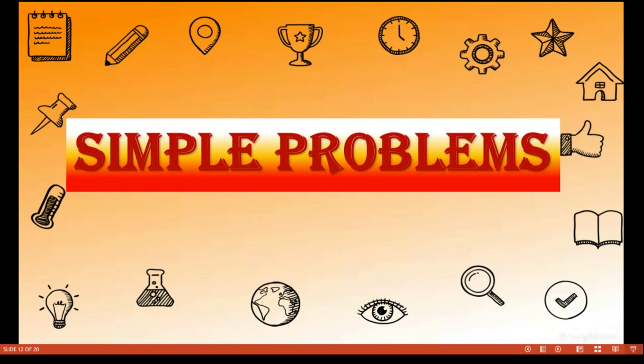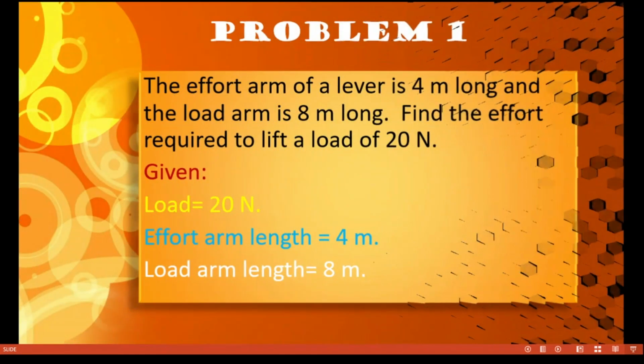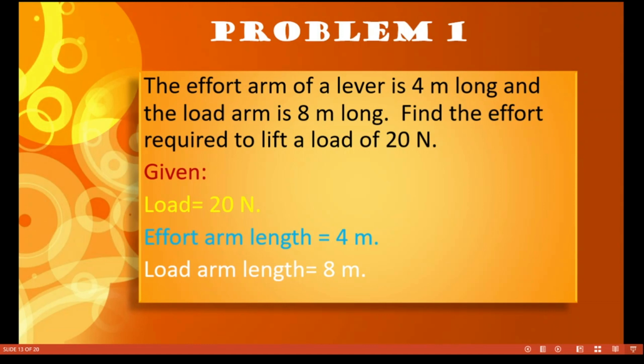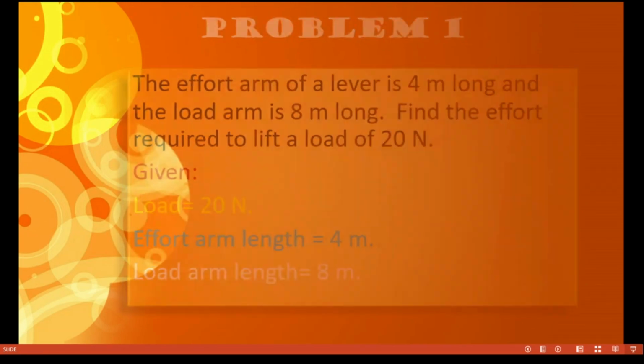That's all about simple machines, and we are now going to discuss some simple problems related to the previous topics. Problem 1. The effort arm of a lever is 4 meters long and the load arm is 8 meters long. Find the effort required to lift a load of 20 Newton. The given data are: load is equal to 20 Newton, effort arm length is equal to 4 meters, and load arm length is equal to 8 meters. Let us see the solution of this problem.